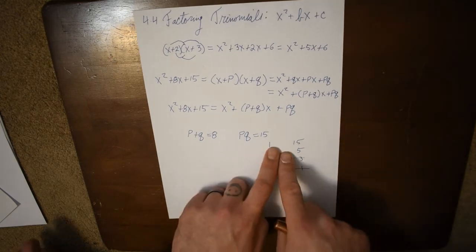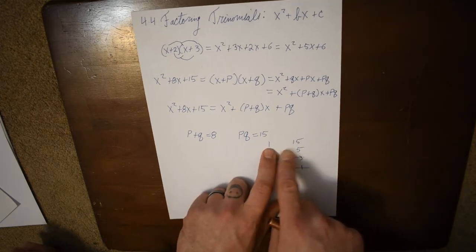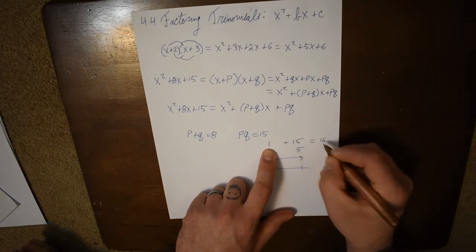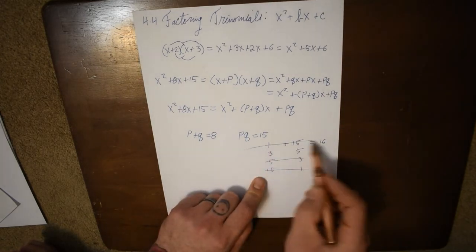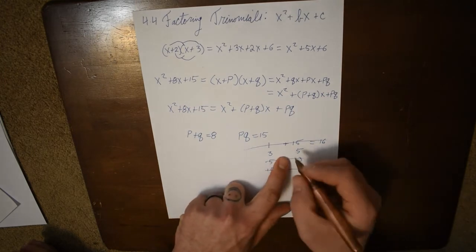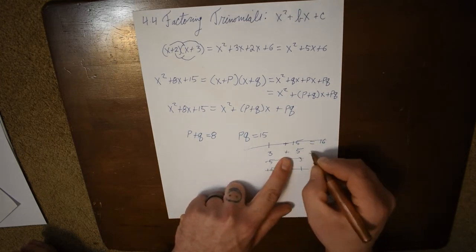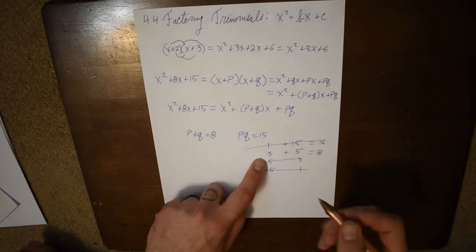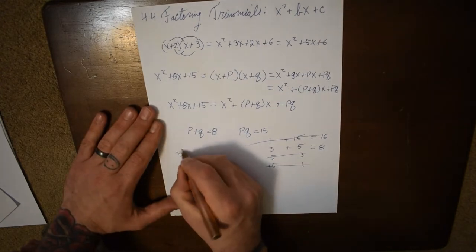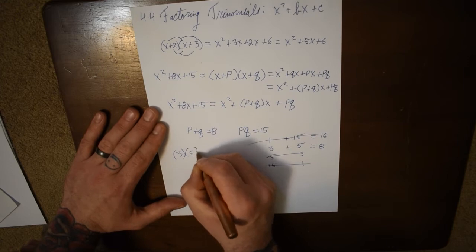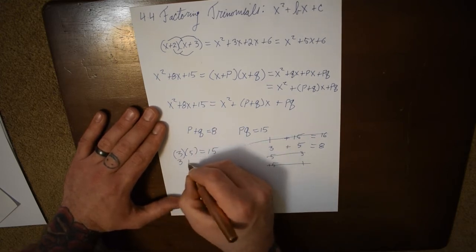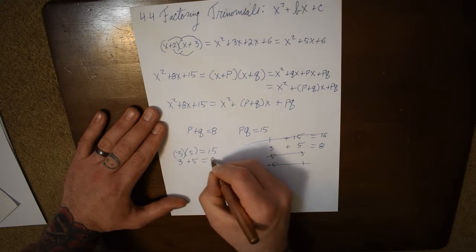So now we want to check. Well, what about when we add 1 to 15? 1 plus 15 equals 16. So we don't want those numbers. But right here, 3 plus 5 is equal to 8. We have found two numbers. 3 times 5 is equal to 15, and 3 plus 5 is equal to 8.